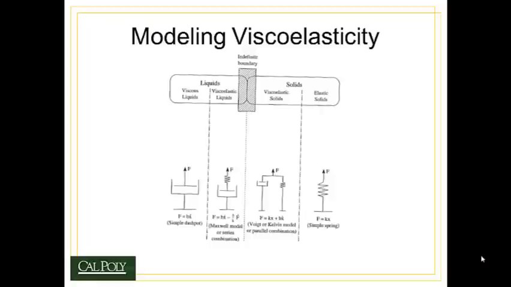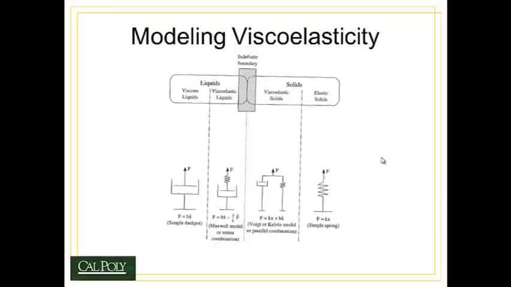Hello, this is part 3 of topic 4 on polymer viscoelasticity. In this section of the lecture, we're going to focus on modeling of viscoelasticity and being able to mathematically predict how a material will respond under viscoelastic conditions. It turns out that most materials can be modeled using simple spring and dashpot mechanisms.